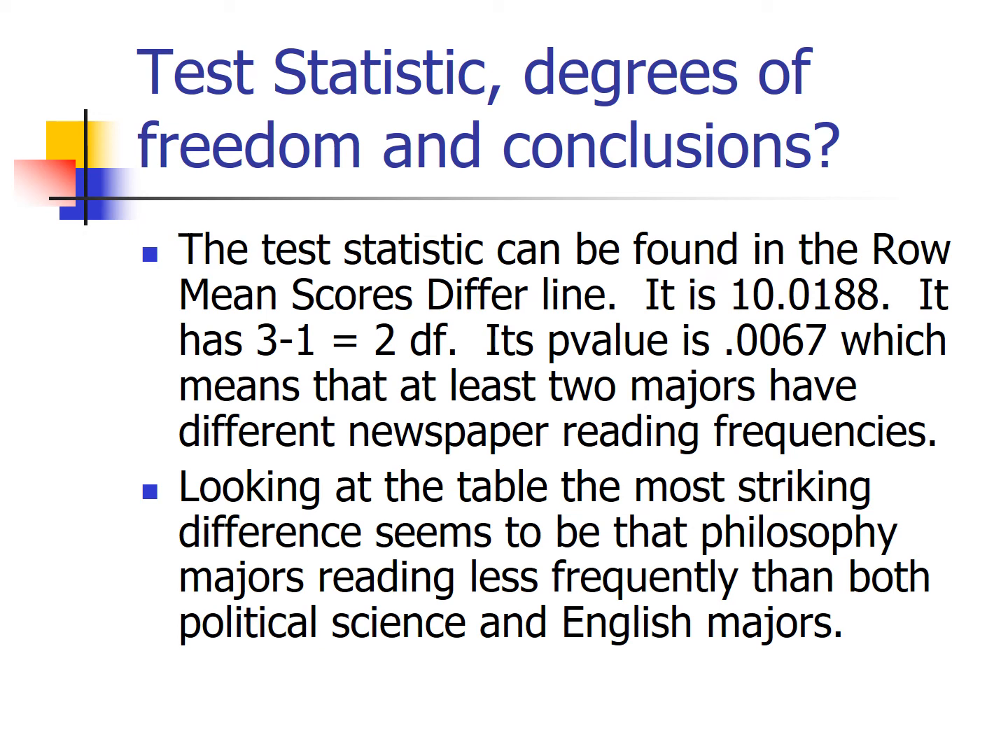It has 2 degrees of freedom, right? Because we had 3 rows. 3 minus 1 is 2. Its p-value is 0.0067, less than the typical 0.05. Means at least 2 majors have different average reading frequencies.